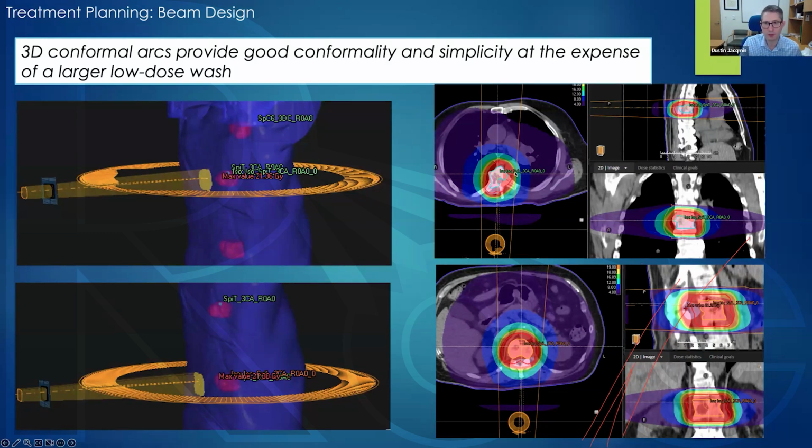Very conformal. You can see the downside is that you have this low dose wash going into the lungs. In this case, the physician was not concerned about that and preferred to have this conformal dose distribution. But sometimes this extra dose spill is a factor, and the physicians will prefer more of an APPA arrangement. So it really depends on the goals of treatment. We'll see another example of that in a little bit.